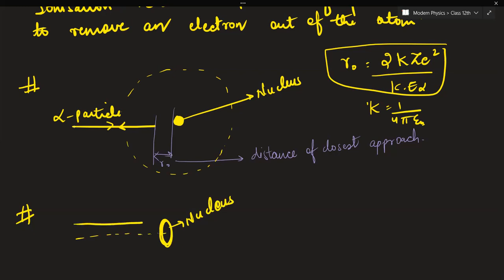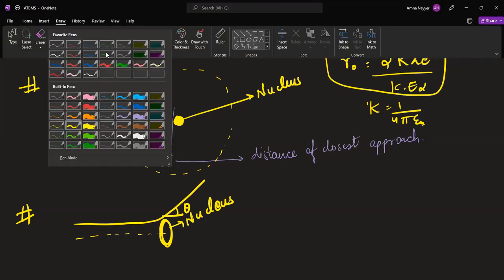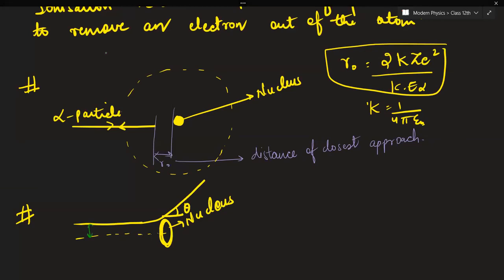This I had told you, that the alpha particles were coming and getting deflected by some angle theta. So this perpendicular distance that is arising between the velocity of the alpha particle and the center of the nucleus, this is known as impact parameter.